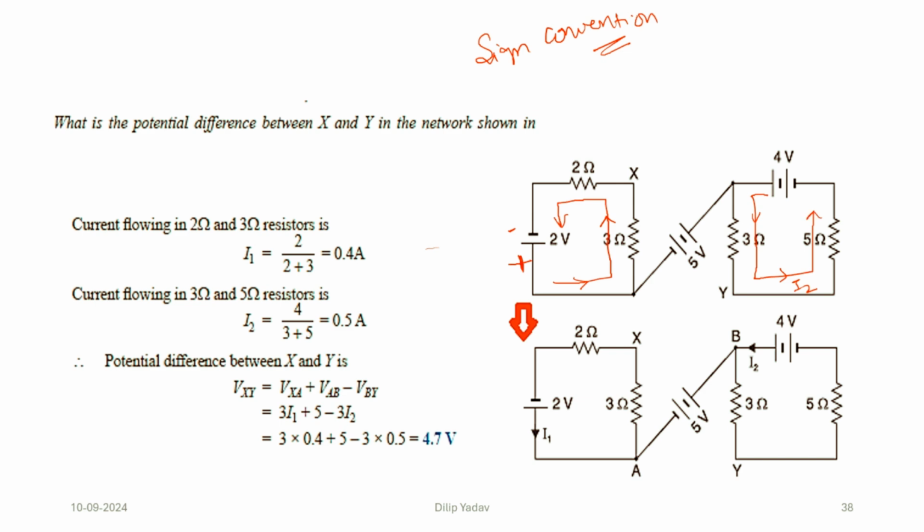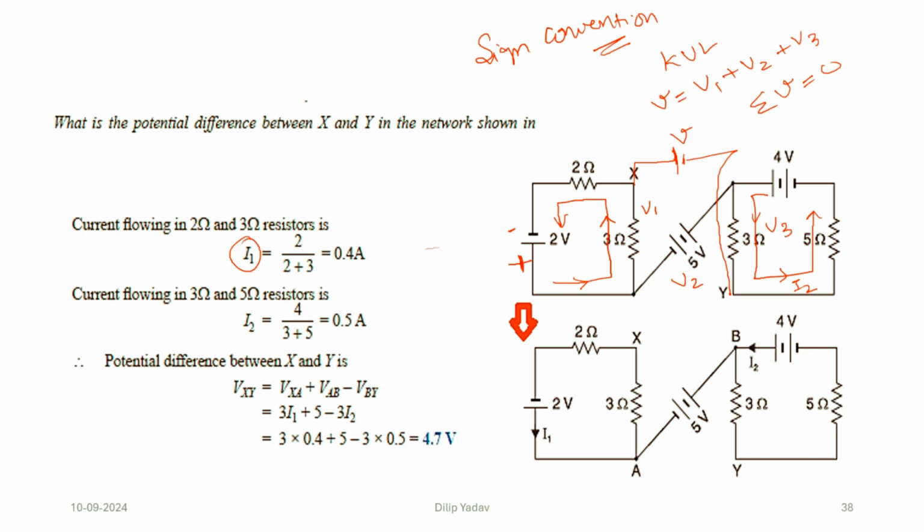According to the KVL, V1 plus V2 plus V3, the summation of all the voltages should be equal to 0. It is asking me to find the potential across these terminals, so I need to find the potential across X and Y. So it is a circuit. We can assume this V1, V2, and V3. From the first loop, we need to find out the value of the current, so I will write some equation.